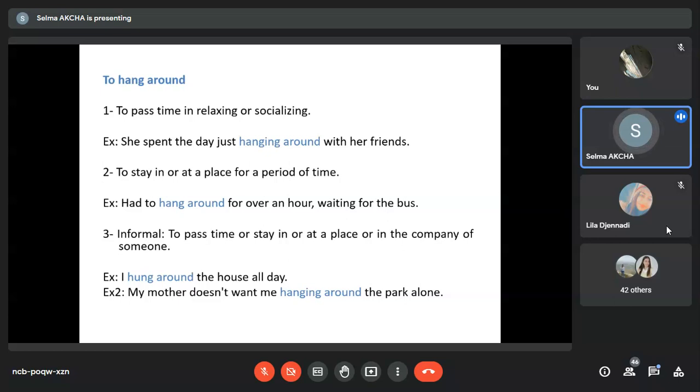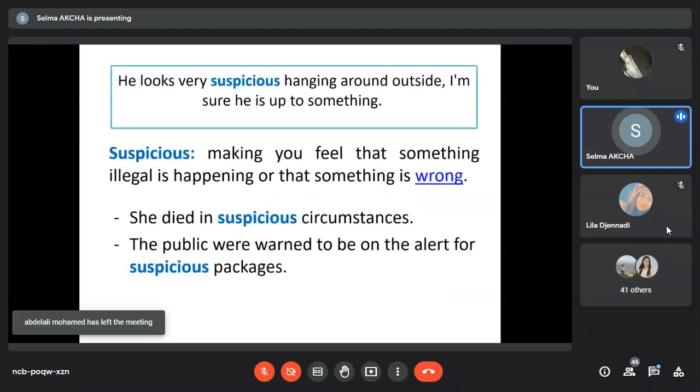Et le dernier exemple, c'est quand je traîne, je rôde dans un endroit, I say to hang around. OK? C'est pour ça que dans l'exemple, that's why in the example, he looks very suspicious.